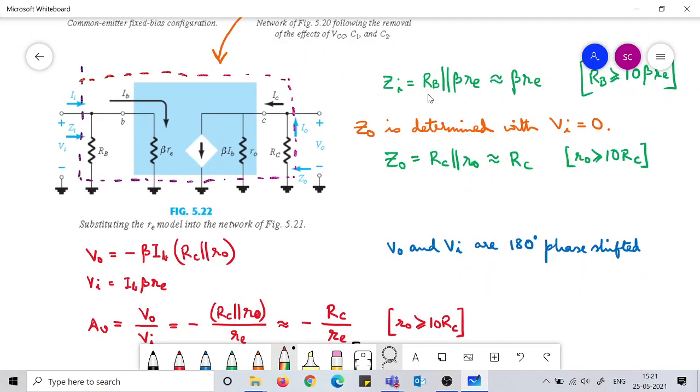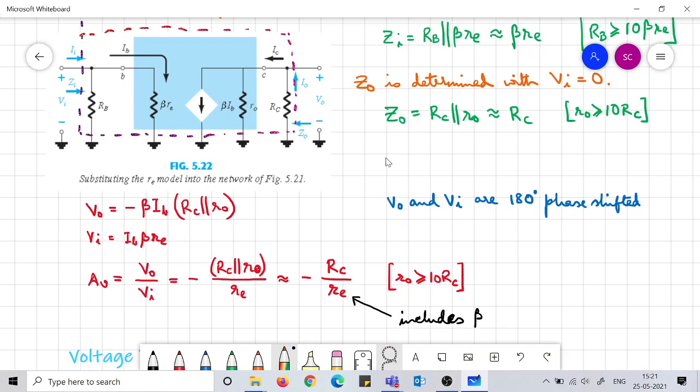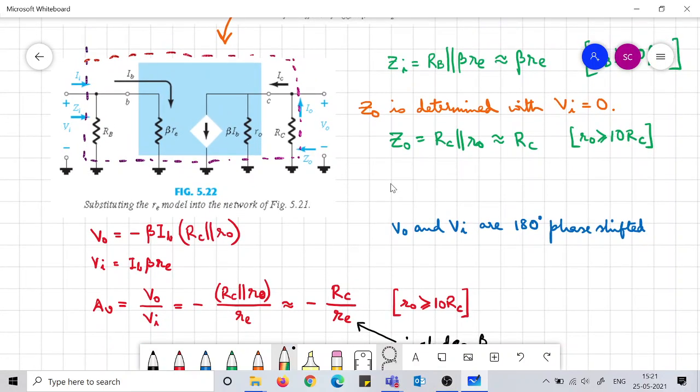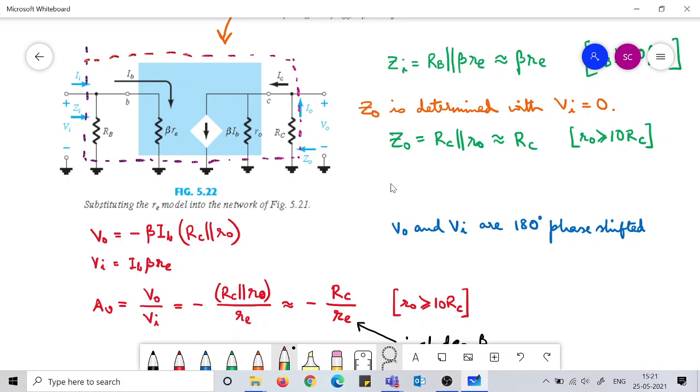And even if you don't do approximations because you have calculators, you can always calculate, but still how to calculate Z0 is important to understand. When you are trying to calculate Z0, you have to set Vi as 0. This is important.